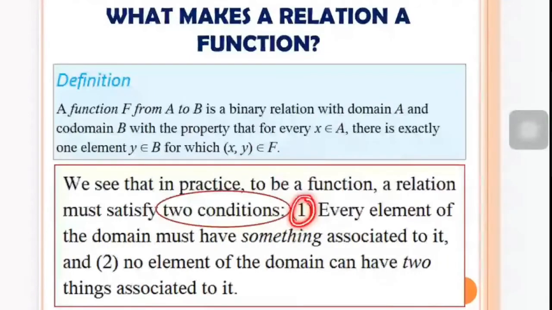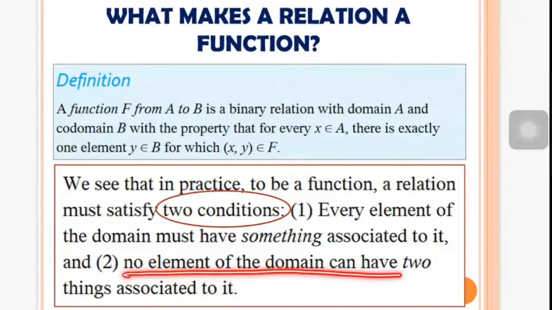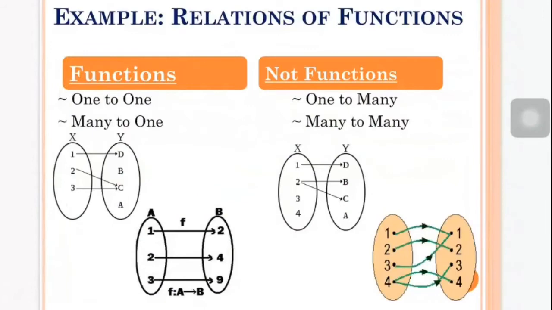Number one, every element of the domain must have something associated to it. And number two, no element in the domain can have two things associated to it. Each element of the domain can only have one arrow. Here, this is a function and this is not a function. A function must be one to one or many to one.